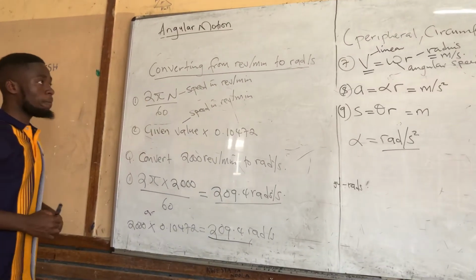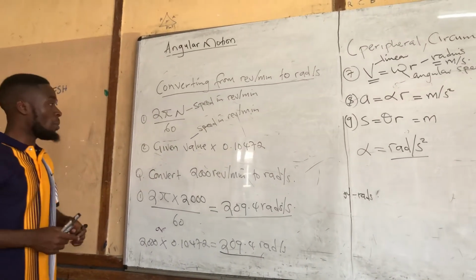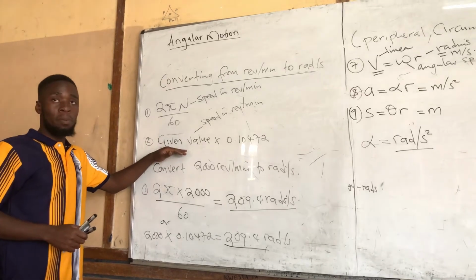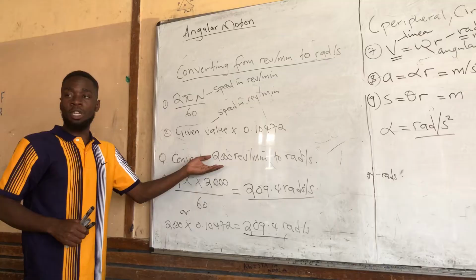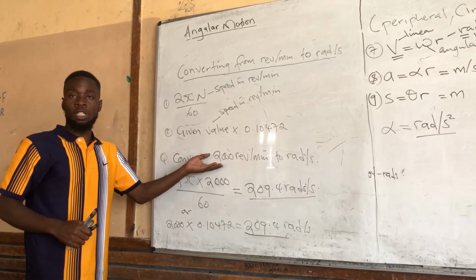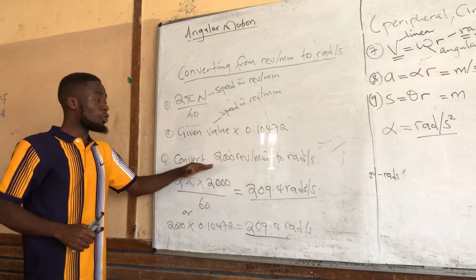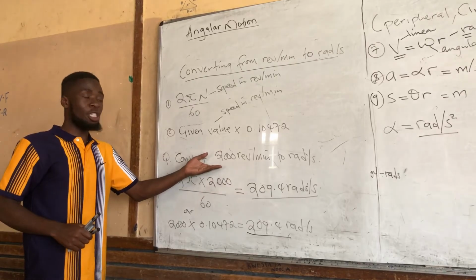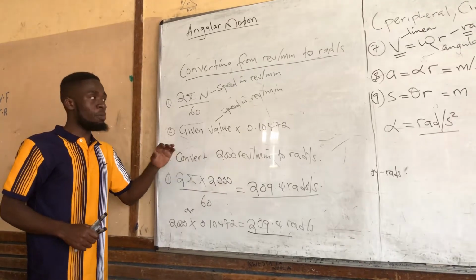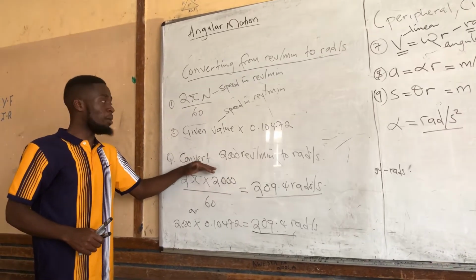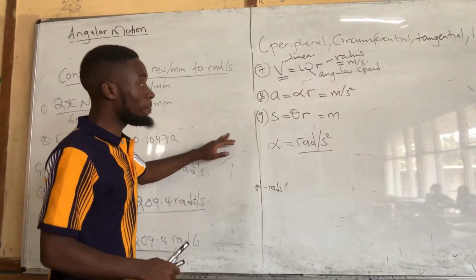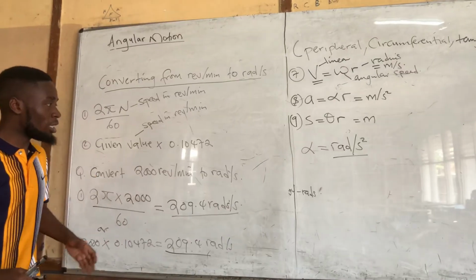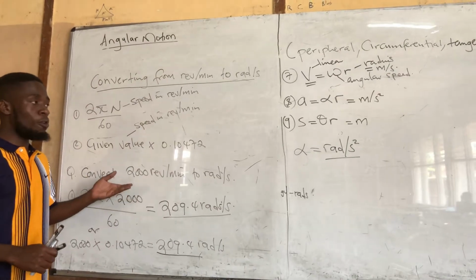So when you are answering questions on angular motion, it's a must to convert the speed from revolutions per minute to rads per second before you start doing anything. You need to convert the speed before you do any calculation. It's very important. You need to master all the 9 formulas, and in this topic you just use the formulas directly.